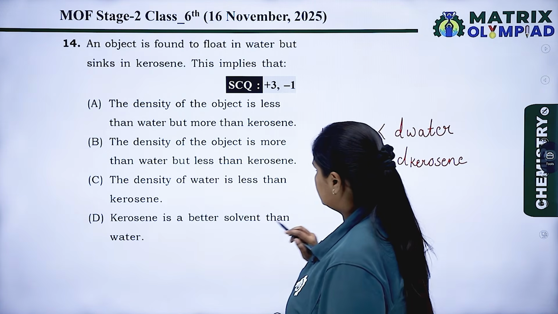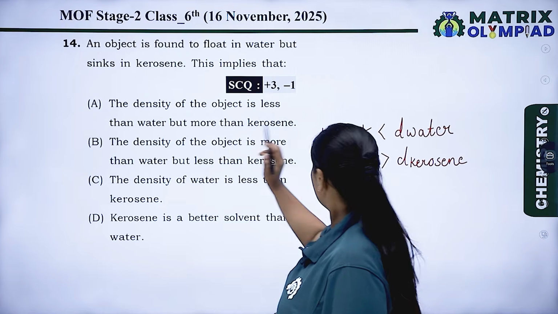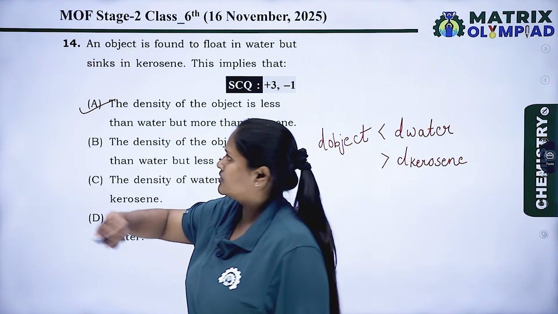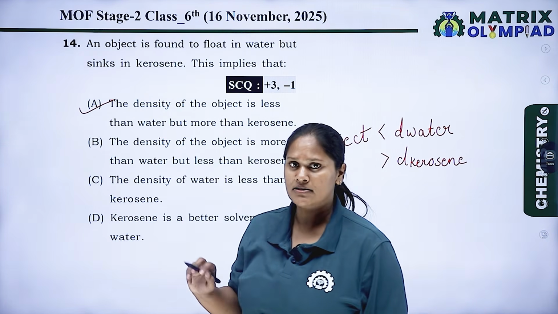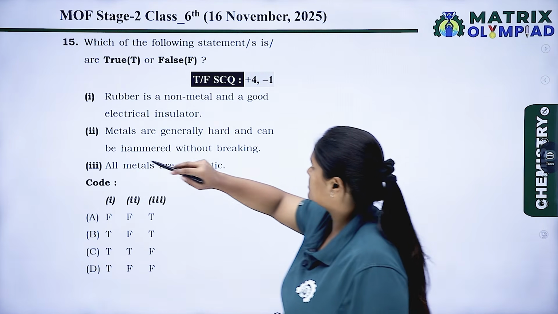So the correct answer is the density of object is less than water but more than kerosene. That's why option A is the correct answer of this question. Now come to the next question.